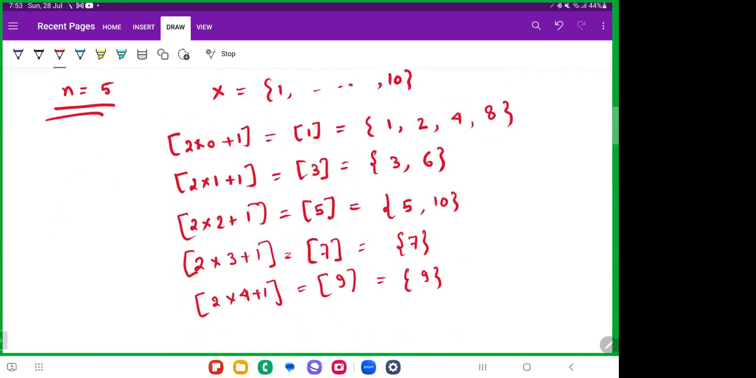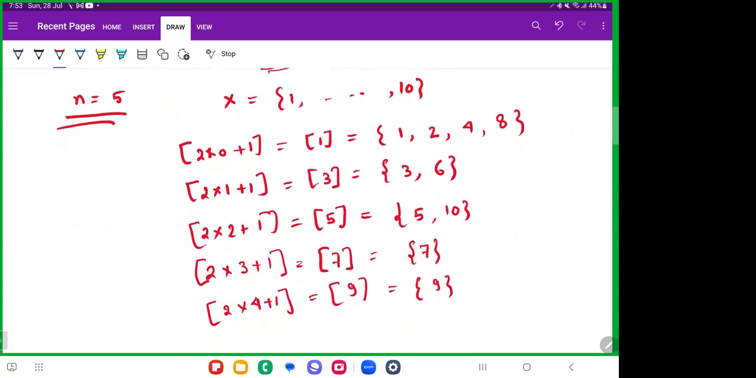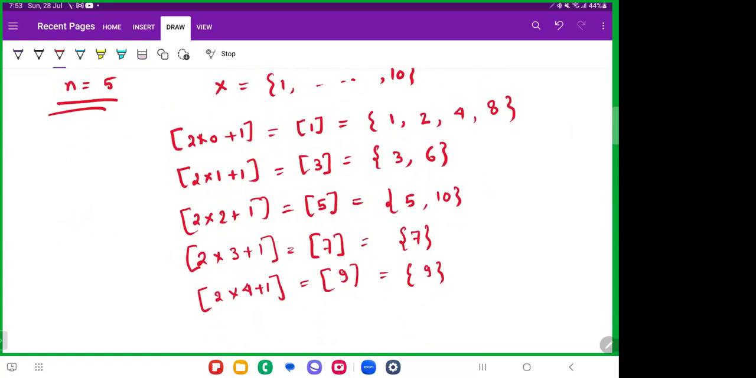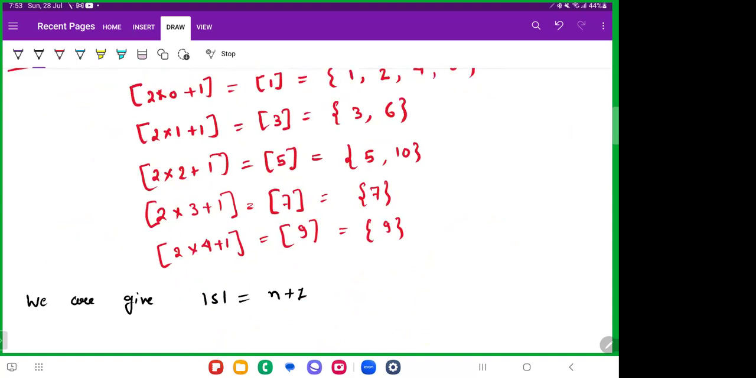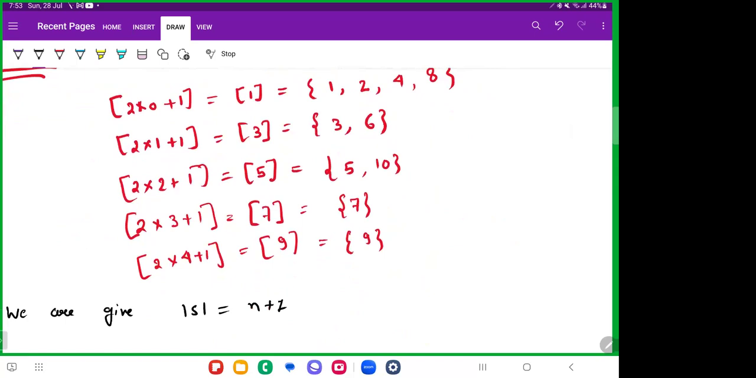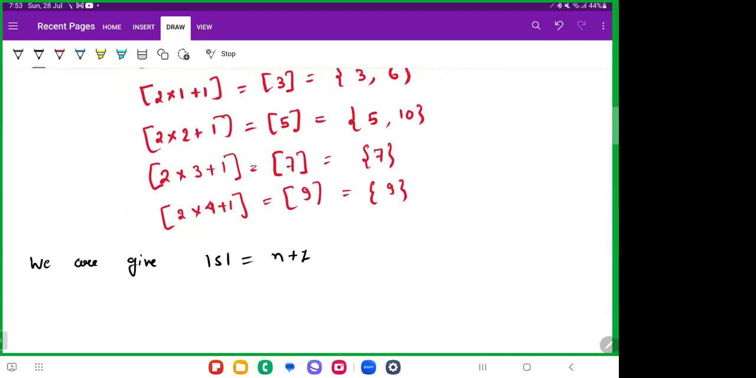So we have this thing. Okay. Now we have a clear-cut thing. Since we are given that the cardinality of S is n plus 1, by the pigeonhole principle, if S has cardinality n plus 1, then S will have at least 2 elements from the same class, right? Is it clear or not?